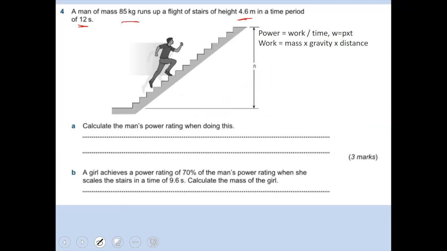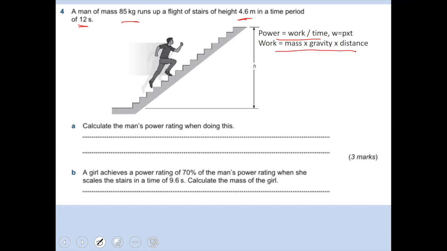So the first thing to recognize is that we're going to use two equations here. The equations we're looking for are power is work divided by time, and work equals mass times gravity times distance traveled. Luckily the units, kilograms, meters, and seconds, are already the correct units, so there's no unit conversion that needs to occur.